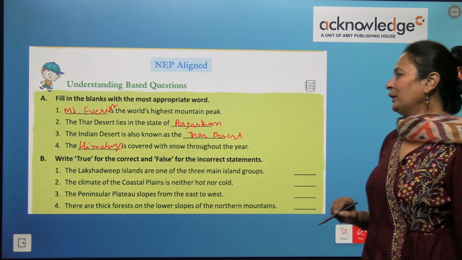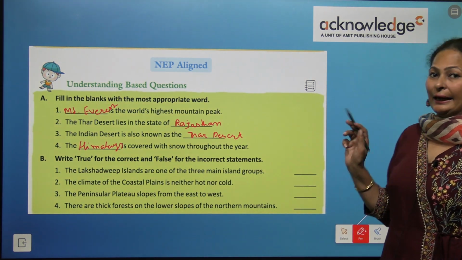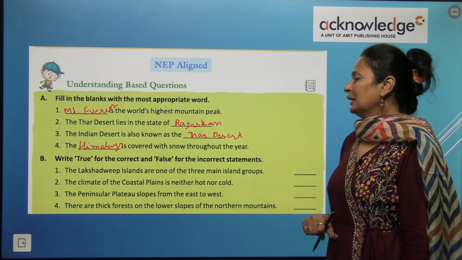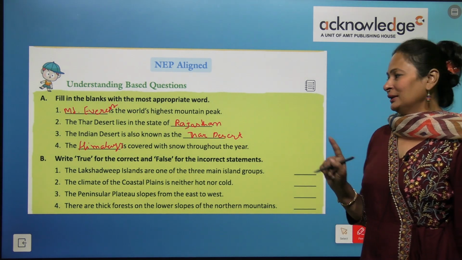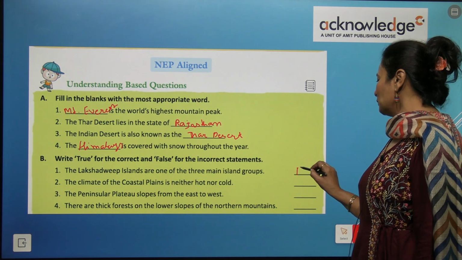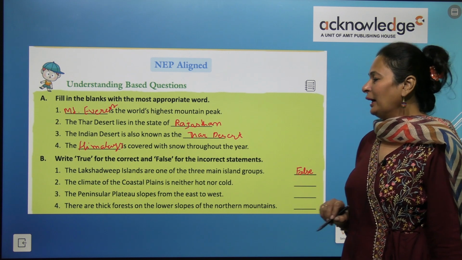Alright kids, now write true and false. True for the correct statement and false for the incorrect statement. The Lakshadweep Islands are one of the 3 main island groups. It is false. Two main island groups, Andaman and Nicobar and Lakshadweep Islands.